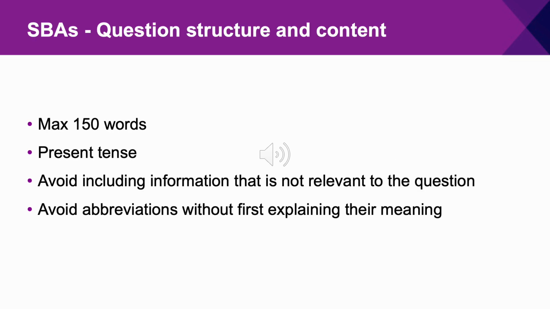And here are the rules. The whole SBA should not be more than 150 words. That's including the scenario, the lead-in, and the 5 items. We should avoid including information that is not relevant to the question to reduce the word count. We should use the present tense. We should also avoid abbreviations without first explaining their meaning.